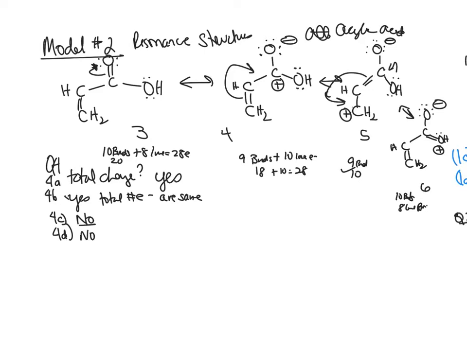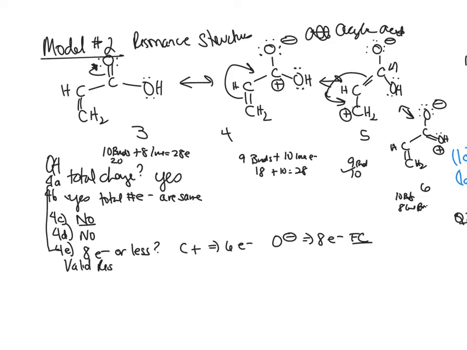4E. Do all the atoms have 8 electrons or less? 8 electrons or less. And the answer is yes. Okay. Whenever you have a carbocation that has 6 electrons, an oxygen minus has 8 electrons. Okay, so those are your formal charges in these structures. But they all have 8 or fewer electrons. And these are important because these tell us that these are valid resonance structures. And these are sometimes the questions you should ask yourself when you're drawing your resonance structures.